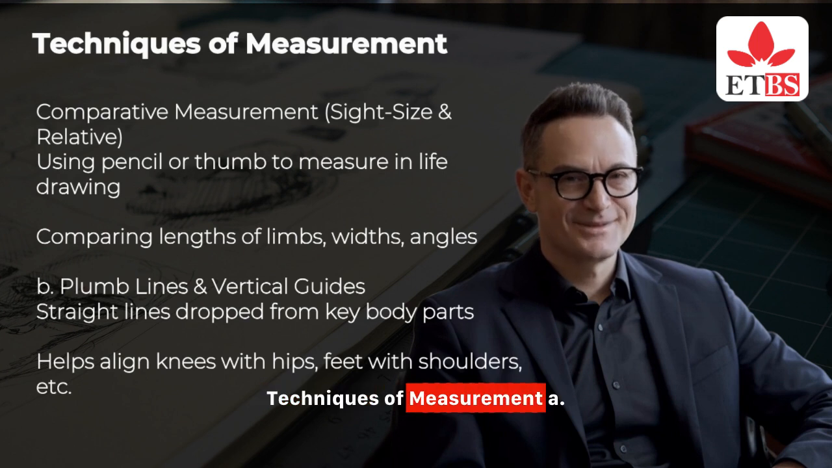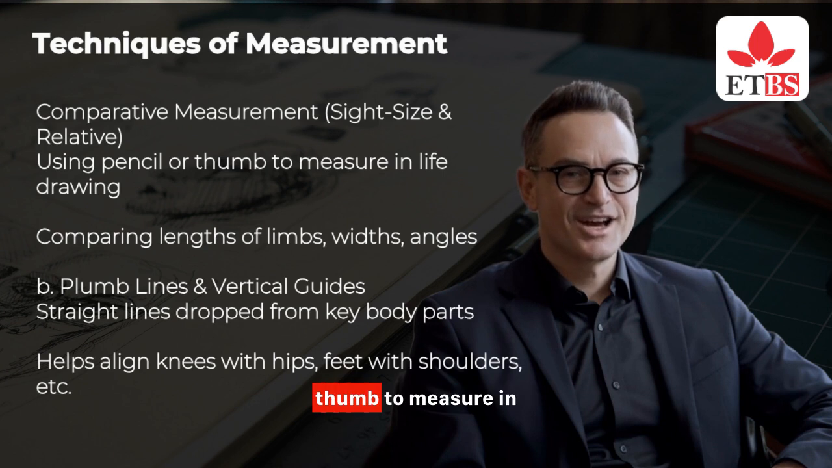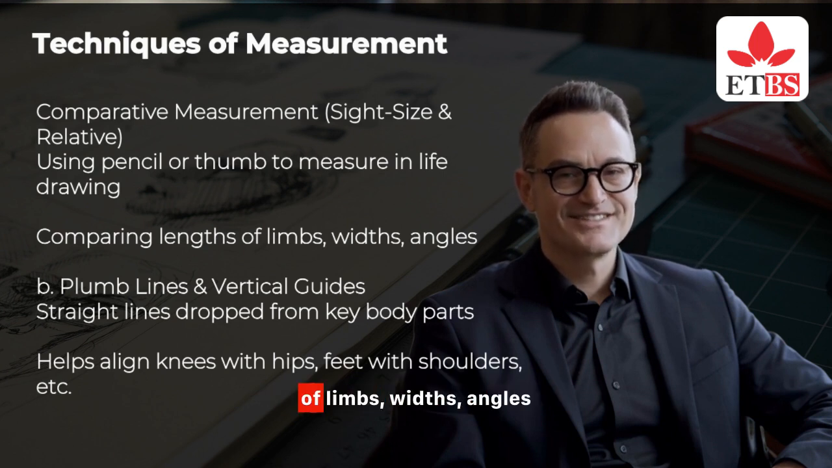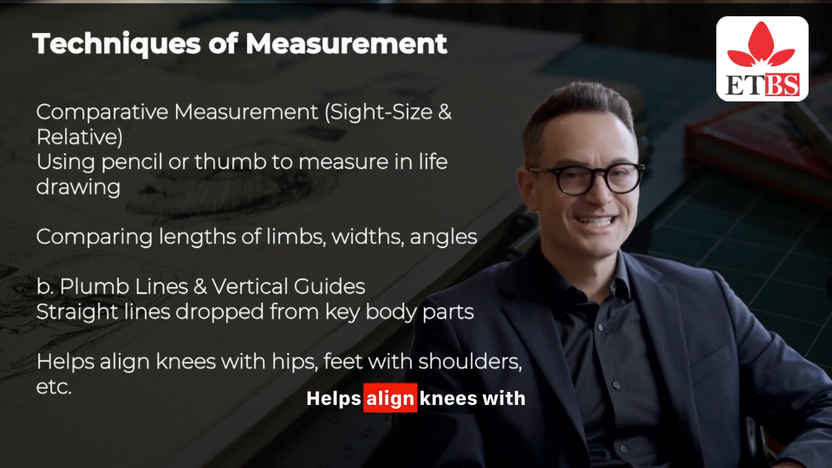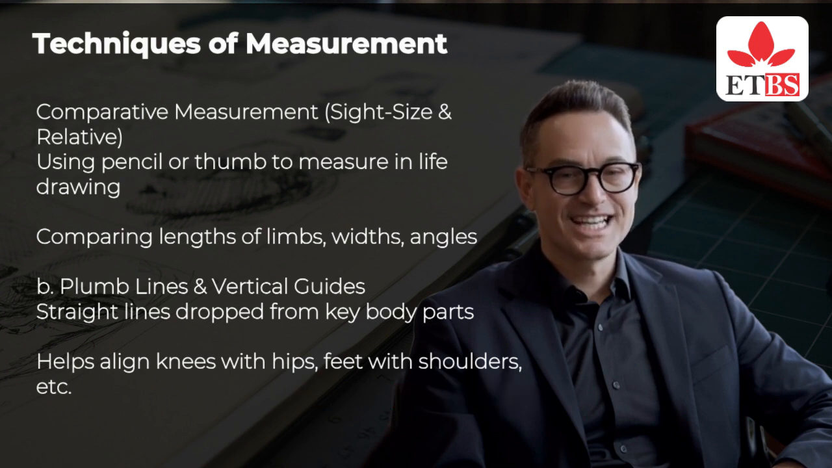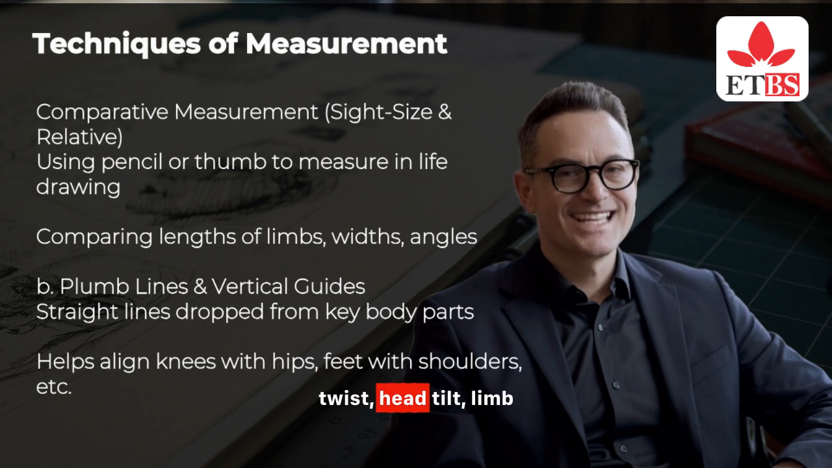5. Techniques of measurement. A. Comparative measurement, sight size, and relative. Using pencil or thumb to measure in life drawing, comparing lengths of limbs, widths, angles. B. Plumb lines and vertical guides, straight lines dropped from key body parts, helps align knees with hips, feet with shoulders, etc. C. Axis lines and center of gravity, identify torso twist, head tilt, limb angles, maintains balance and structure.